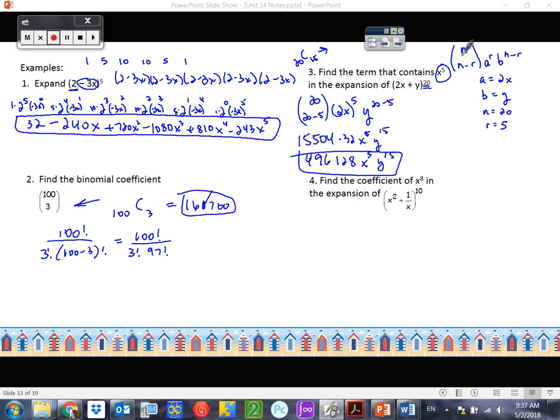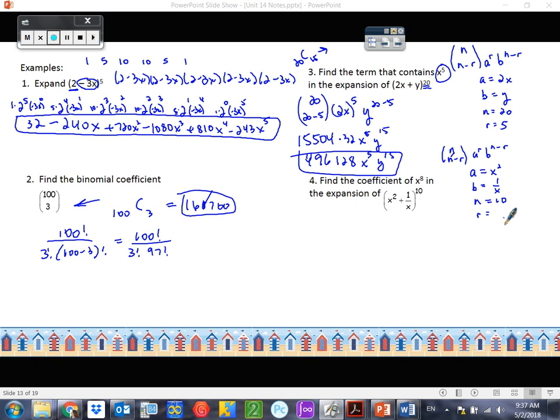So we're still going to use this formula, which is n choose r, a to the n minus r, b to the r. Okay. All right, so what do we know? We know that a is x squared. We know b is 1 over x. We know n is 10. But unfortunately, we don't know what r is. Okay, r is not 8. We think it's 8, but it's not 8.